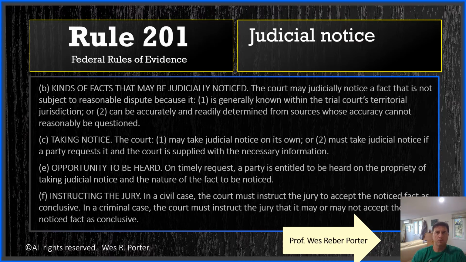I'm Professor Wes Porter. We're talking about the Federal Rules of Evidence, and specifically Federal Rule of Evidence 201 that has to do with judicial notice. Judicial notice is akin to a stipulation, except the other side's not going to agree.